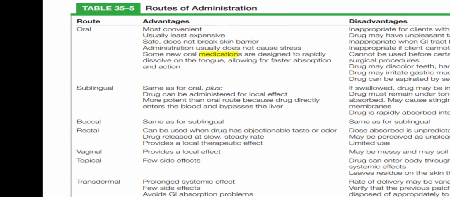So, after this oral, meron po din tayo sa sublingual, okay? Hindi lang po kasi sa mouth natin pinapadaan, no? Okay, yung oral kasi daan na inom tayo ng tubig. Ito pong sublingual, hindi po tayo umiinom ng tubig dito. Sa ilalim ng dila natin, dinalagay yung gamot. So, same as for oral, plus the drug can be administered for the local effect and more potent than the oral route because the drug directly enters the blood and bypasses the liver.